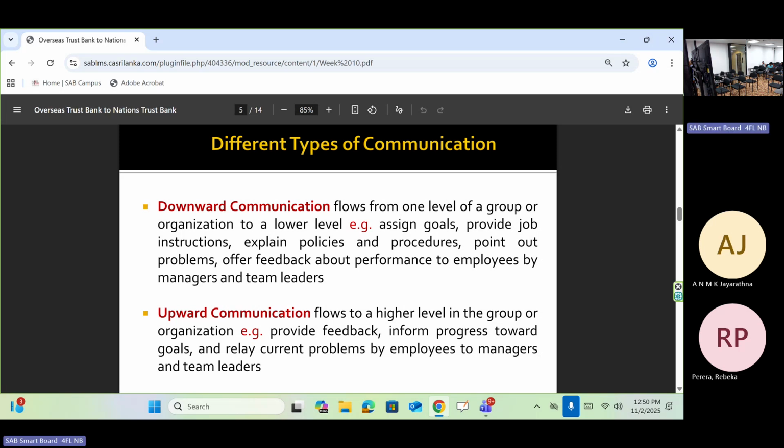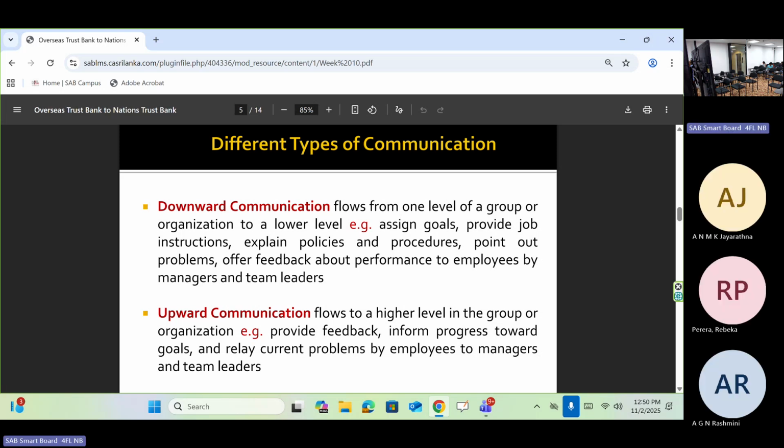Again, family tree. Informal communication. Right. Organizational communication is divided into two: formal communication and informal communication. Formal communication follows the hierarchy, the organizational hierarchy. Informal is away from the hierarchy. It is developed by the friendship or interest of the members.